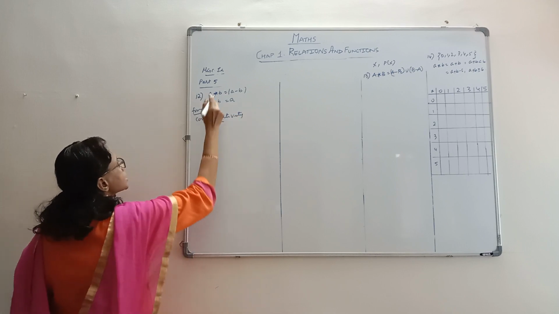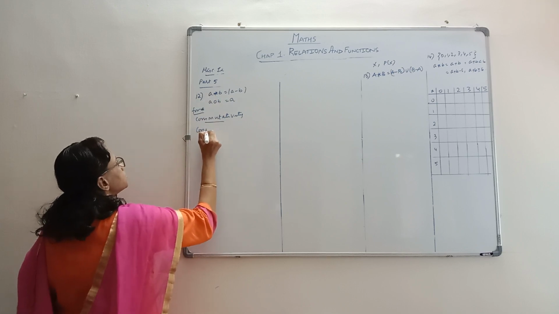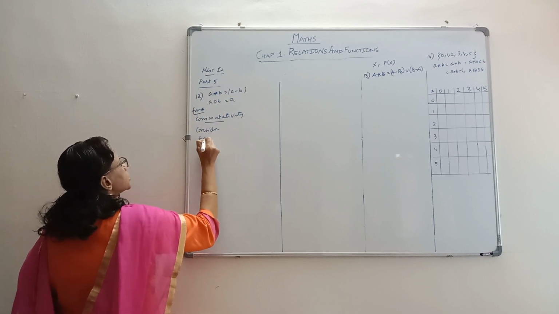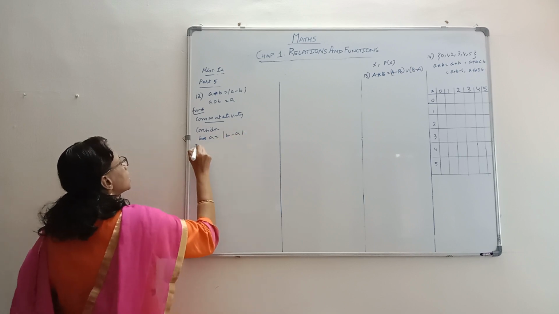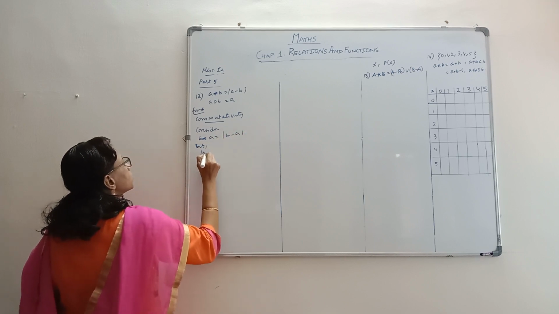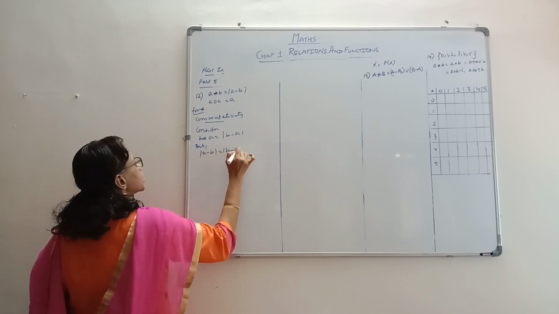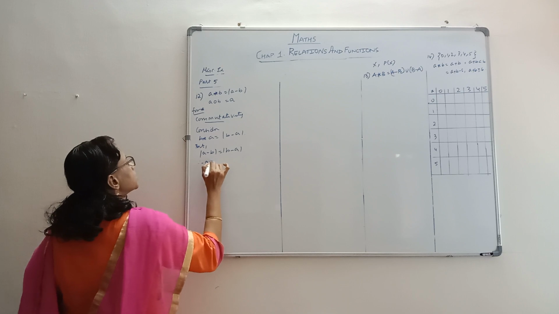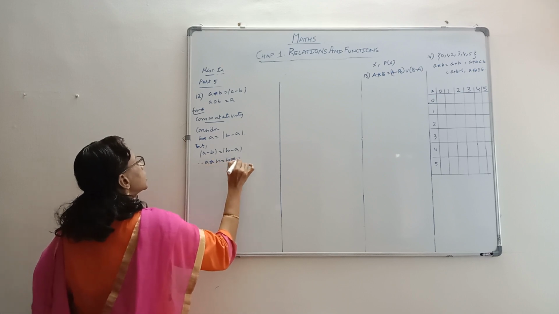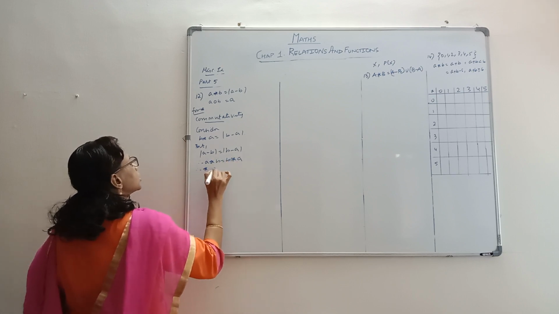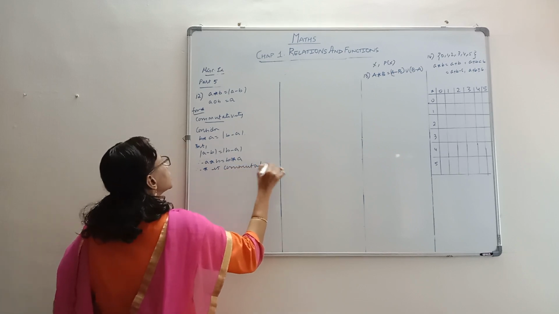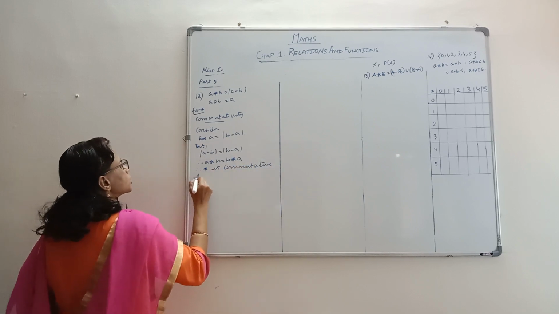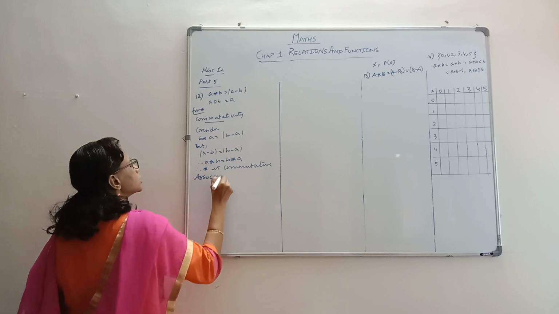A star B we already have. Let's consider B star A. B star A is going to be modulus of B minus A. But we know that modulus of A minus B is the same as modulus of B minus A. Like that, A star B will become equal to B star A. So like that, star will become commutative. Then we will look at associativity.